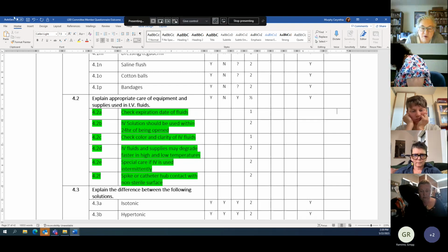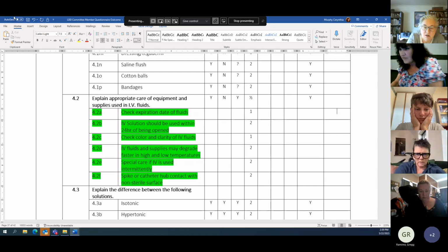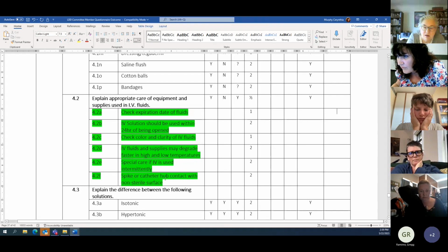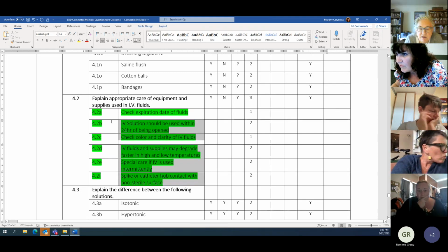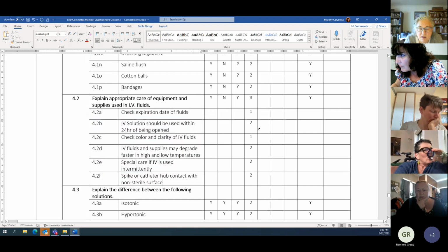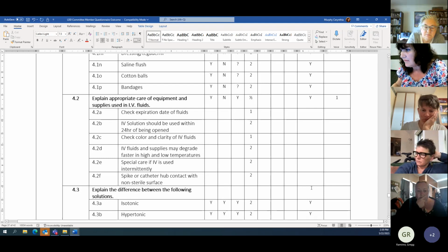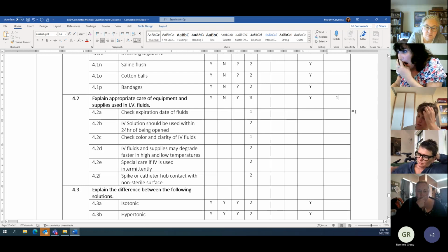So this looks like 4.2 is 1 or 2 questions. Each of those doesn't need its own question. I gave 1s to expiration date and color and clarity. This feels like it could be one question that encompasses all of it, maybe. Yeah, that's what I'm thinking. And it would be a 1, mandatory, or a 2, a roll-in? A 1. I think a 1.